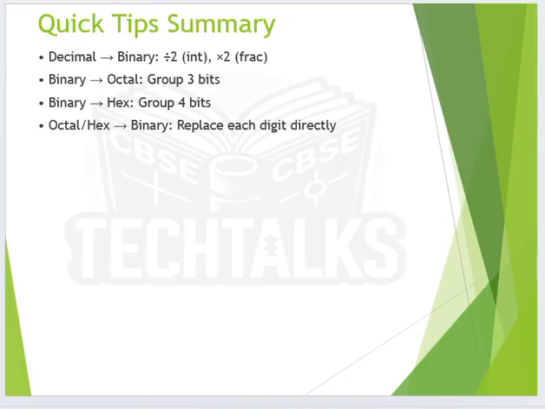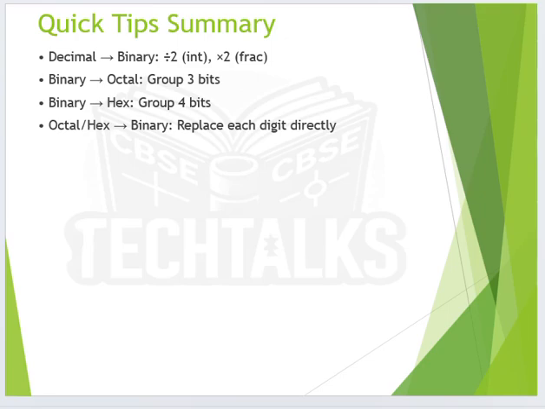Now these are a few tips which you can remember to summarize. If you are converting a decimal number to binary, we have to divide by 2 for the integer part and multiply by 2 for the fractional part. In the same way, for octal, divide by 8 and multiply by 8. If hexadecimal, then divide by 16 and multiply by 16, if you are converting a decimal number into any other number system.